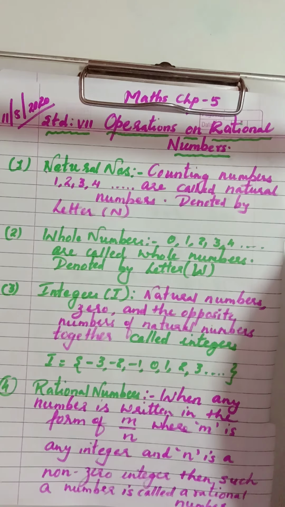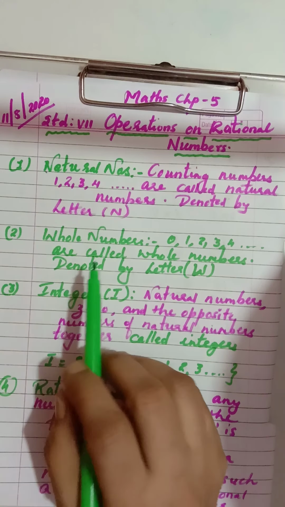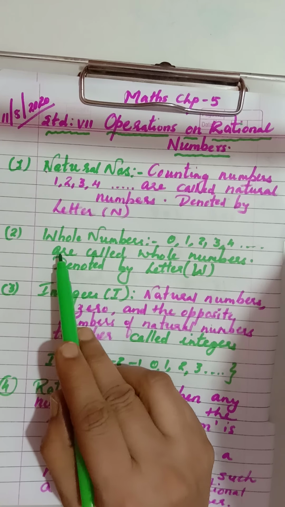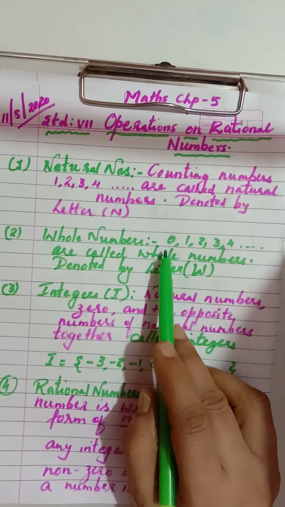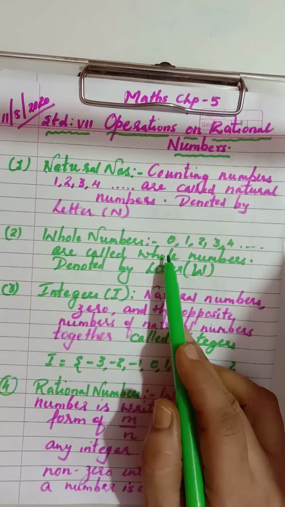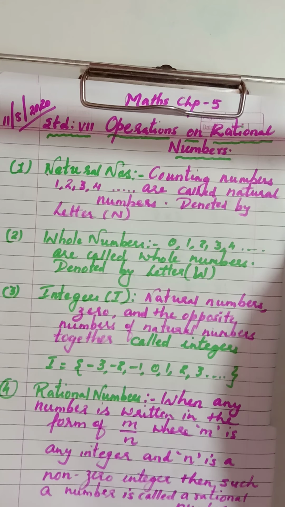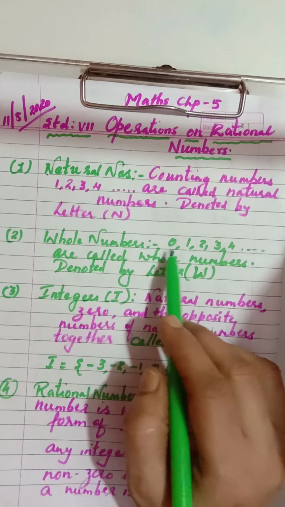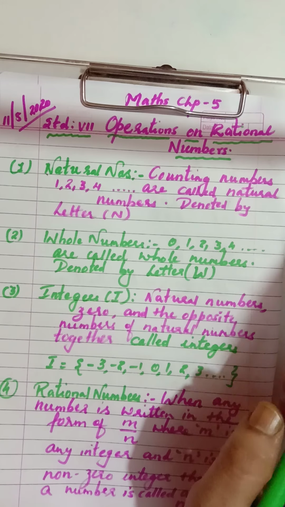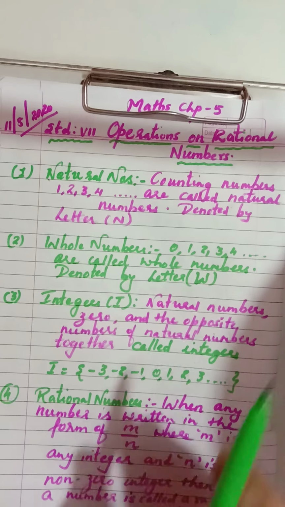That means children, all positive numbers starting from 1 make the set of natural numbers. So you will write this down. The second set of numbers we are going to learn is the whole numbers. These whole numbers include all the natural numbers as well as 0. So it starts from 0, 1, 2, 3, 4 till dot dot, that means till infinity. There is no limit, there is no end. This group of numbers that starts from 0, 1, 2, 3, 4 till infinity is called the whole numbers, and it is denoted by the letter W.